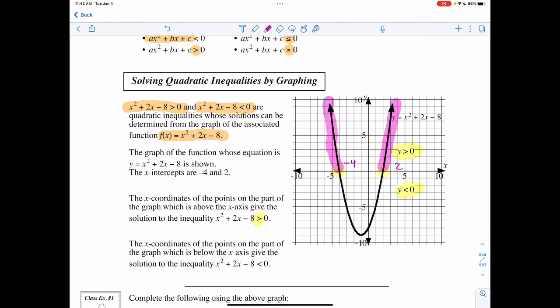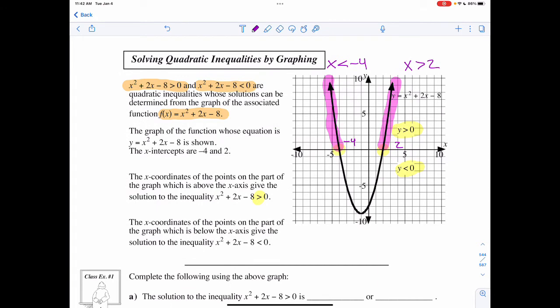And then I can state all of the different values of x that would give me when that is greater than 0. And I can see that as long as x is greater than my bigger x-intercept, then my y value is greater than 0. Or if x is less than my smaller x-intercept of -4, the y value is greater than 0 for my function.